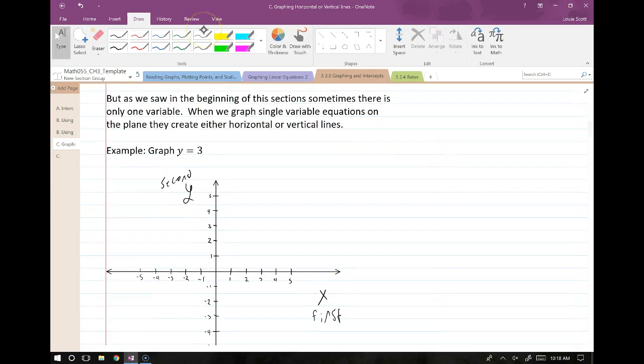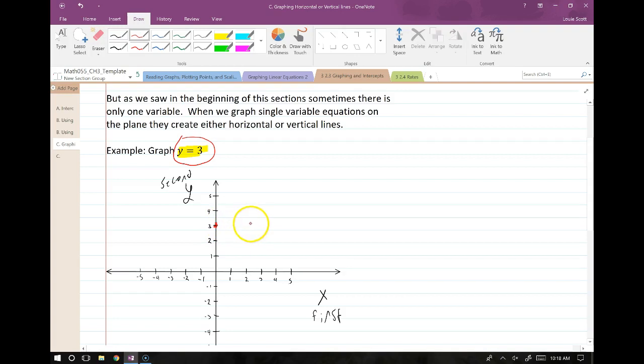For the first example, we're going to do a horizontal line. So, graph y equals 3. If we were doing this on a vertical number line, we'd just put a dot on 3. But we have 2 number lines to think about. And so what this equation is telling us to graph is: show us all the points where this equation is true, where y equals 3.